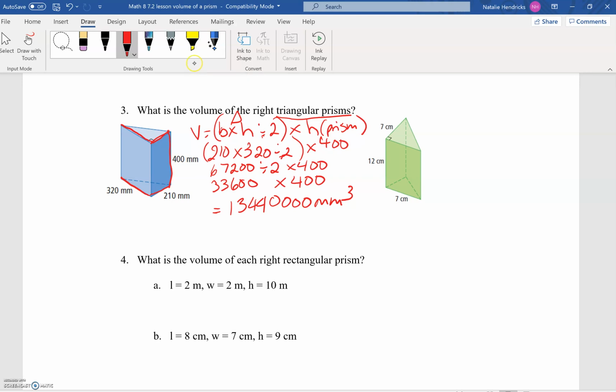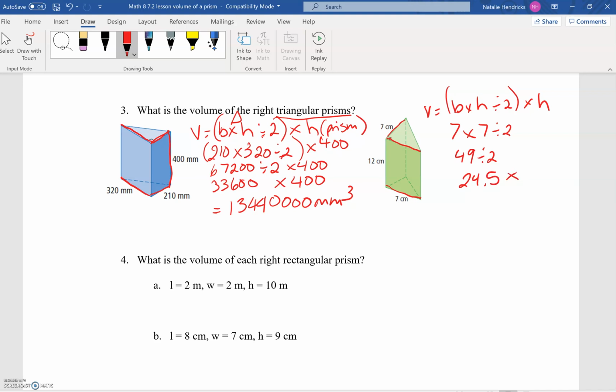Okay, let's try the next one. So let's remember. We've got volume equals base times height divided by 2, and then we got to times it by the height of the prism. So the base is, find that triangle, find that square one. So there's the base. So it's this one. 7 times 7 divided by 2. So that's 49 divided by 2. And what is 49 divided by 2? I got 20. No, that's not what I got. I got 24.5.